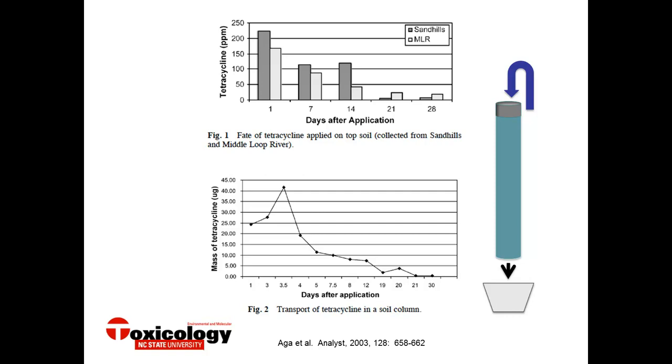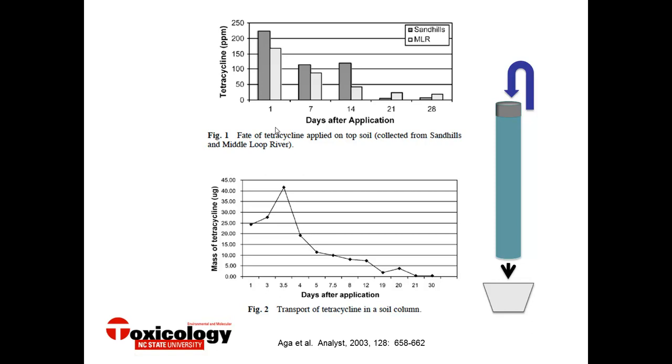to the organic carbon. Now this study was published by Aga et al., and they took tetracycline and applied it to the topsoil in 2 areas of the state of Utah. Why they did Utah, I'll never know. They then measured the level of tetracycline in the soil at 7-day intervals. So they just applied it to a patch of soil in Utah and measured the level of tetracycline at 7-day intervals. So we see day 1 where they applied it, day 7, 14, 21, and 28. And here we have 2 different sites. We have a Sandhill site and a Middle Loop River site, or MLR.